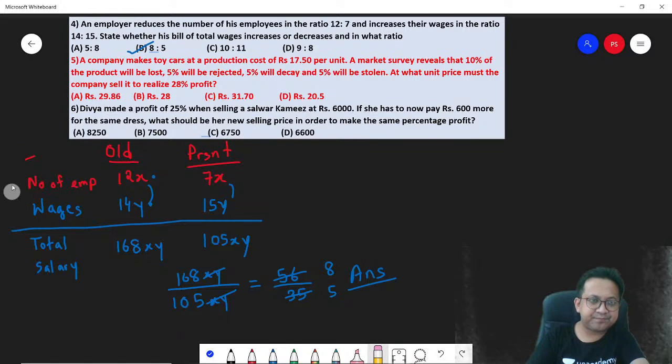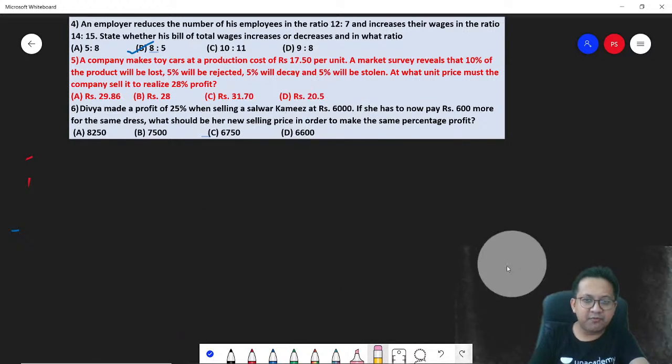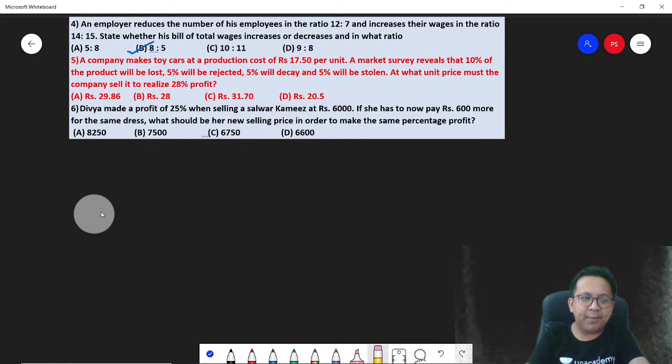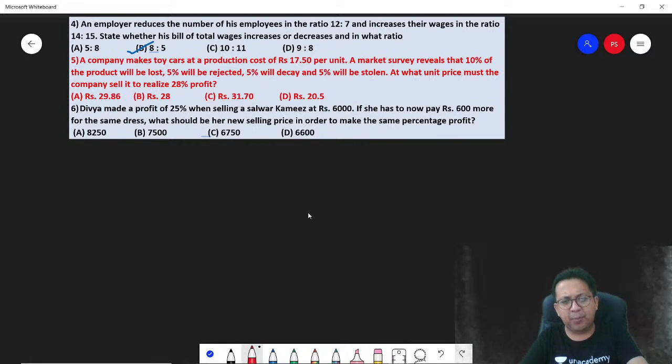Number 5. A company makes toy cars at a production cost of rupees 17.50 per unit. A market survey reveals that 10% of the product will be lost, 5% will be rejected, 5% will decay, and 5% will be stolen. At what price must the company sell it to realize 28% profit? So some of the products are getting destroyed, stolen, rejected, and so on.